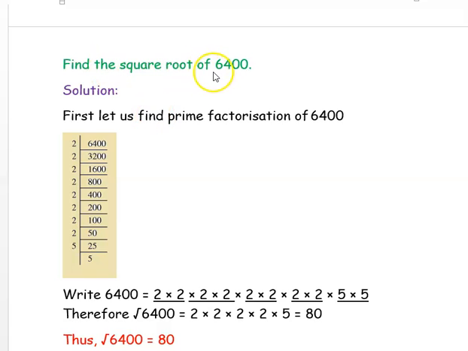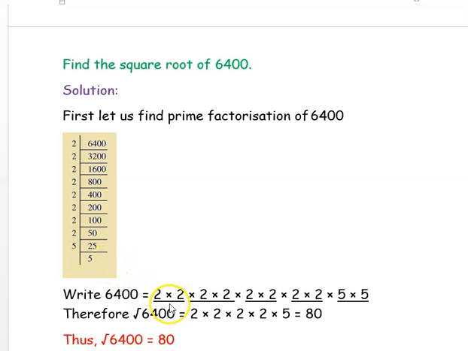Next question is, find the square root of 6400. So by prime factorization we can find the square root of 6400. So 6400 divided by 2 is 3200. 3200 divided by 2 is 1600. 1600 by 2 is 800. 800 divided by 2 is 400. 400 divided by 2 is 200. 200 divided by 2 is 100. 100 divided by 2 is 50. 50 divided by 2 is 25. So 25 cannot be divided by 2. So 25 can be divided by 5. So 5 times 5 is 25.